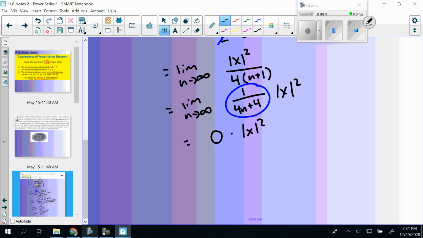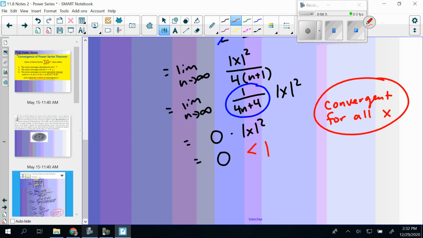And so if that's 0, 0 times whatever this is just going to equal 0, which is always going to be less than 1, which we want for ratio test. And so because of this, this particular Bessel function is going to be convergent for all x. It does not matter in this case what x is, because if we times it by 0, it's always going to be 0, which is always less than 1, so it's convergent for all x.